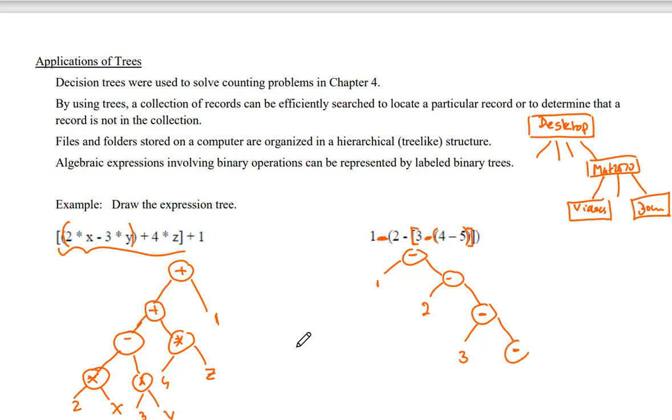So here is a minus, and 4, and 5. So this is how you draw the expression tree for some algebraic expressions.